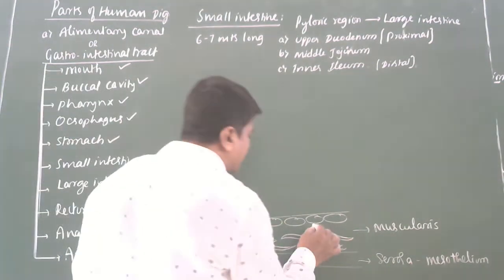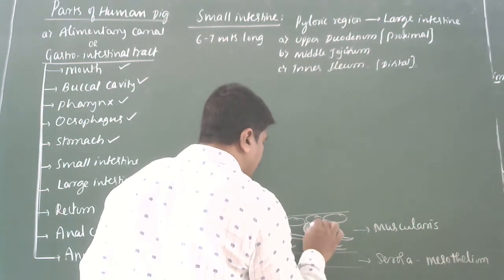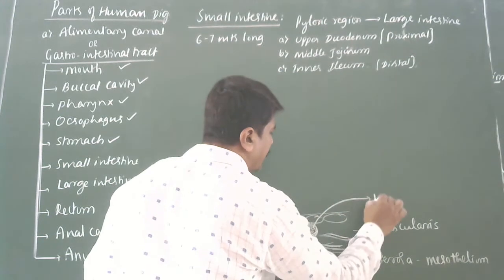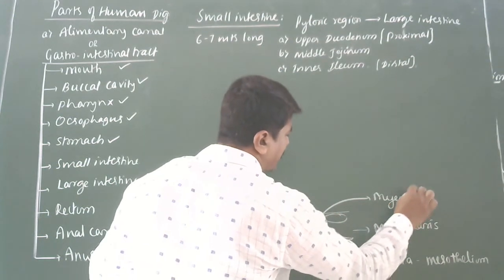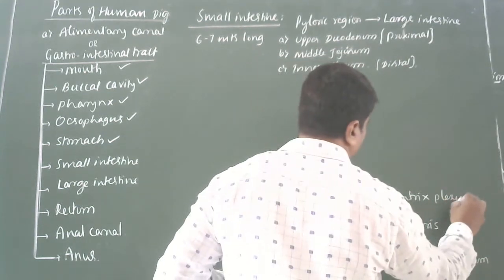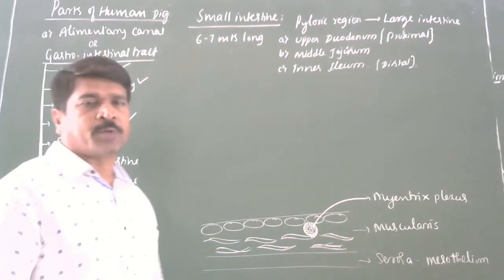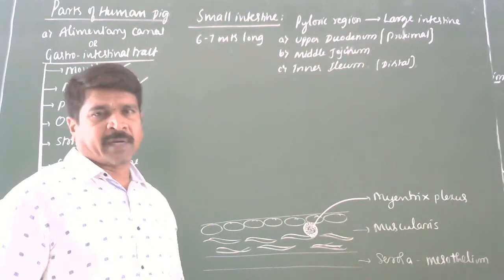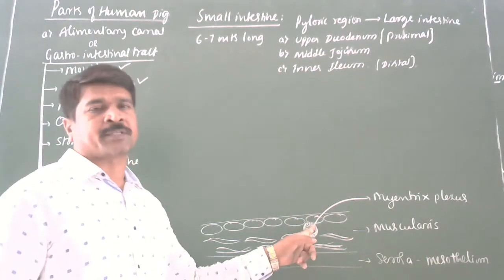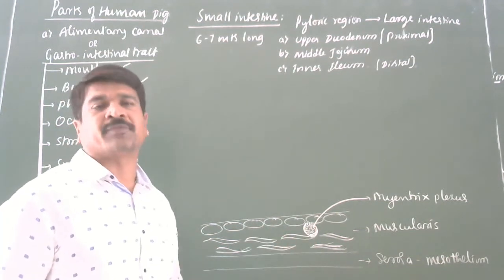Between these two muscles, there is a network of nerves called myenteric plexus. This myenteric plexus is also called Auerbach's plexus. It controls the movement of the two layers of smooth muscle fibers.